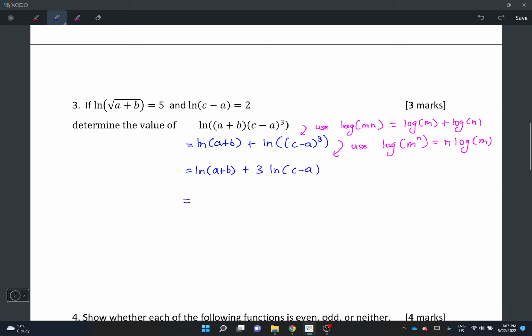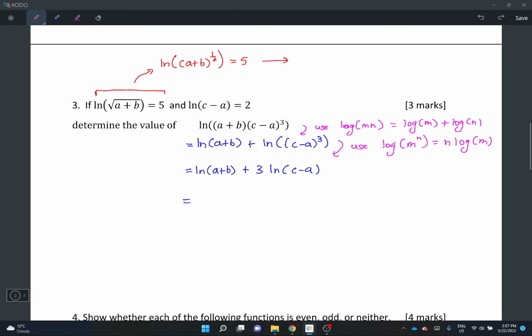We've got a little bit of work to do in order to use the information that was given. In particular, ln of the square root of a plus b is equal to 5. We have to manipulate this in order to make use of it here. So this square root we should convert to a power. Square root means power 1/2.